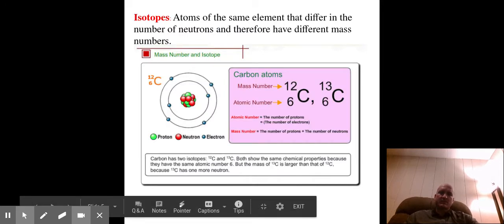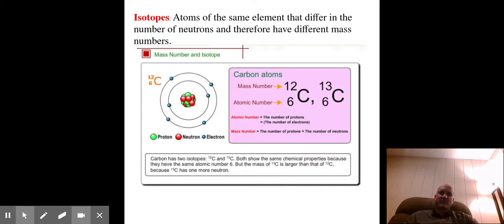Isotopes. Most elements on the periodic table have different versions. We call these different versions of the same element isotopes. Of course, protons can't change, but neutrons can change. And because the number of neutrons varies from one atom to another, these isotopes have different mass numbers.